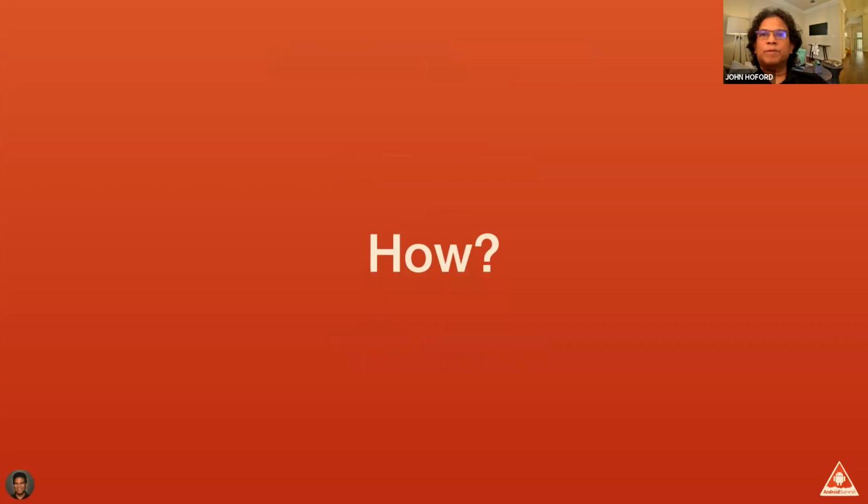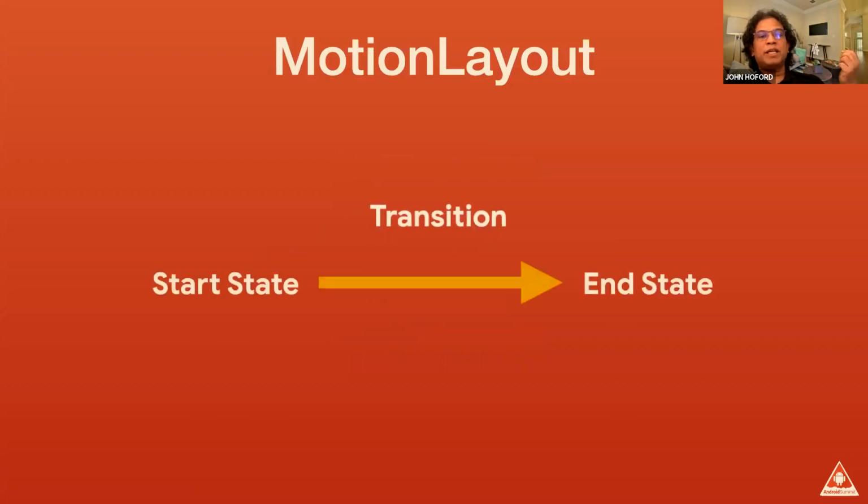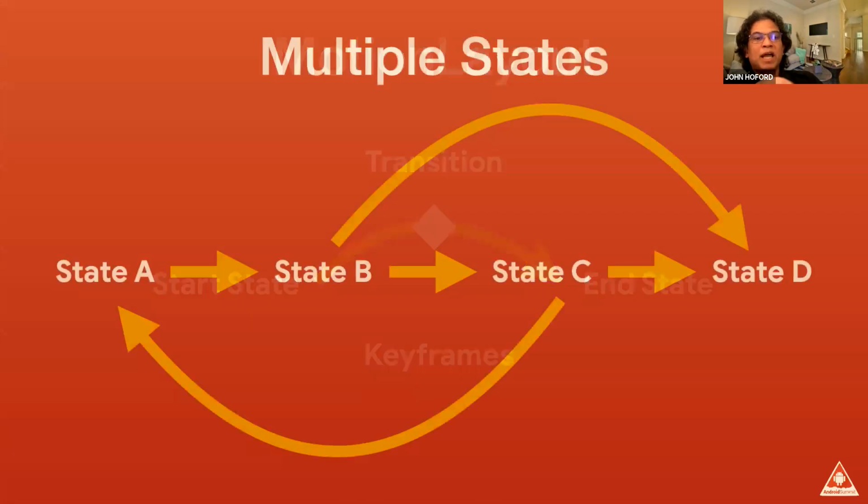So how does this work? With MotionLayout, you're going to transition between two states. So you'll have a start state and you'll have an end state, and you'll have a transition between them. And when you do that, you can add a keyframe or keyframes to be able to change or deform the transition between those two states. Without any keyframes, it will do a mostly linear transition between them. And in fact, you can have many states and many complex arrangements of states.